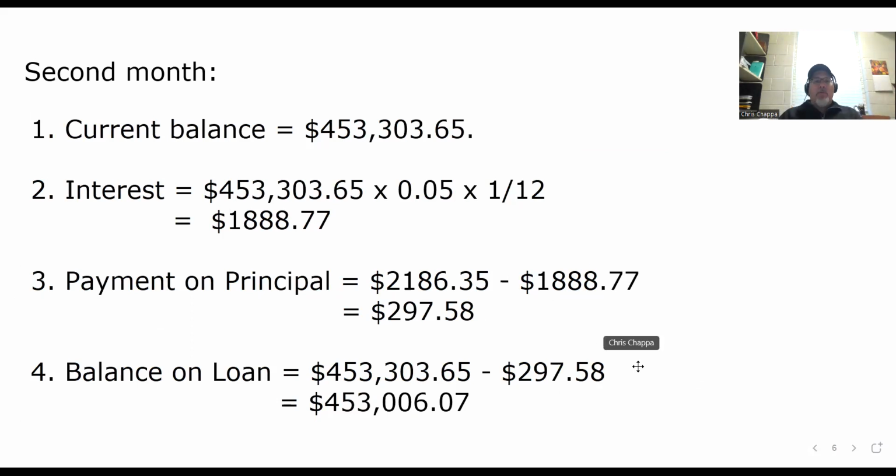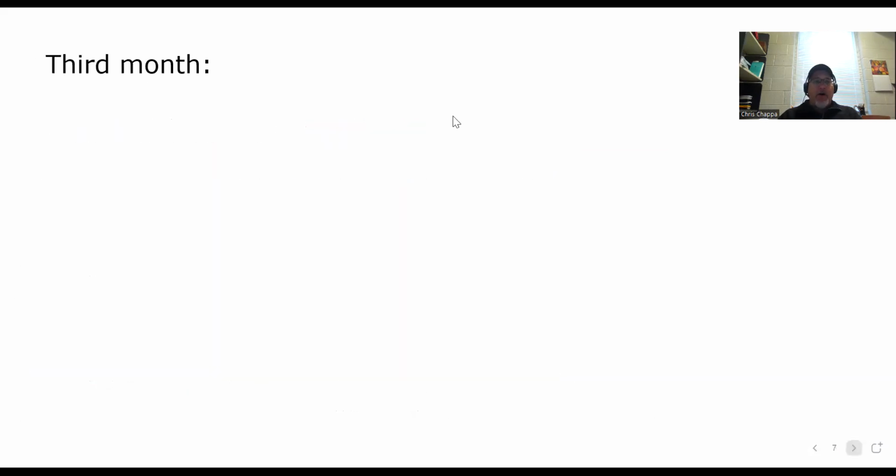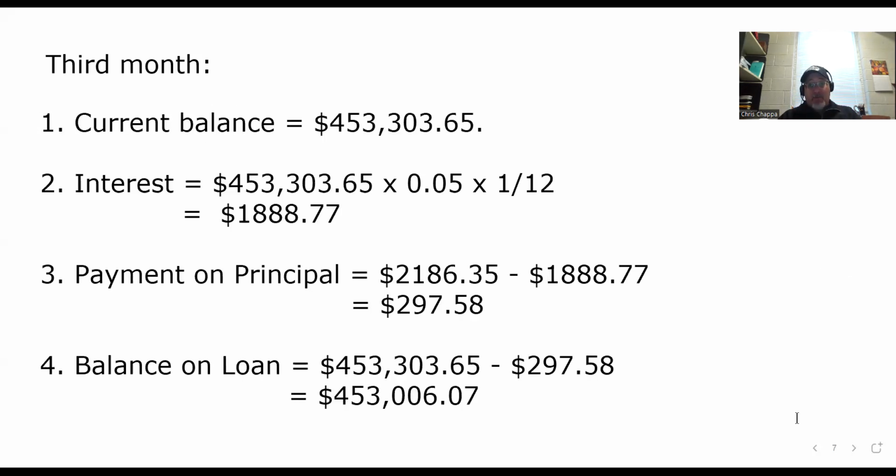Let's go ahead and do it one more time for the third month, and I'm going to cheat. I'm going to go in here and copy all this. And for the third month, and this will be the last one that we do manually, we're just going to put all that in and make the changes as necessary. So I'm going to be going back and forth between this one and the previous one. Let's start with the current balance.